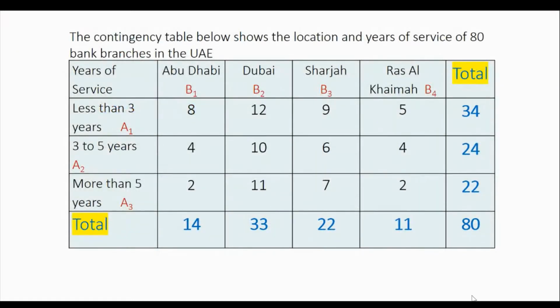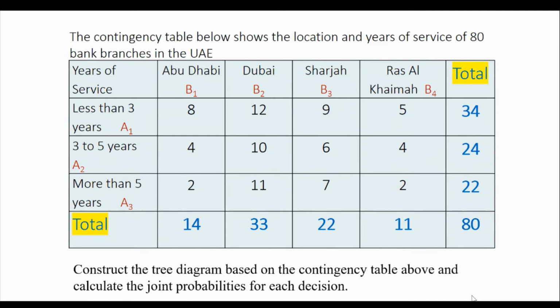Now, we have this one example in which we see this contingency table showing the location and years of service of 80 bank branches in the UAE. From this table, we'll construct a tree diagram showing the joint probabilities for each decision.